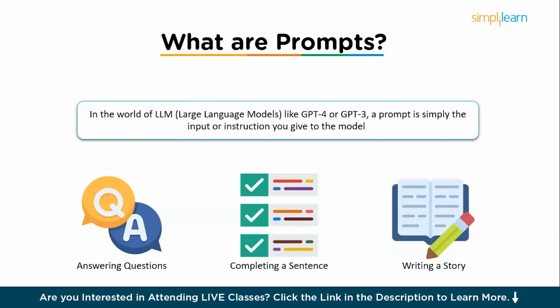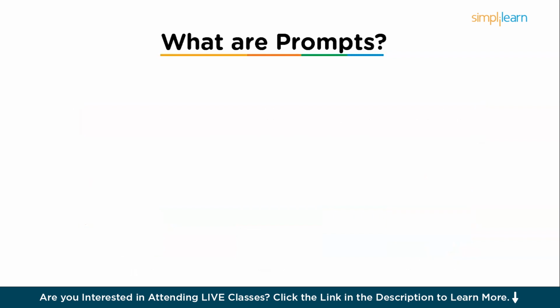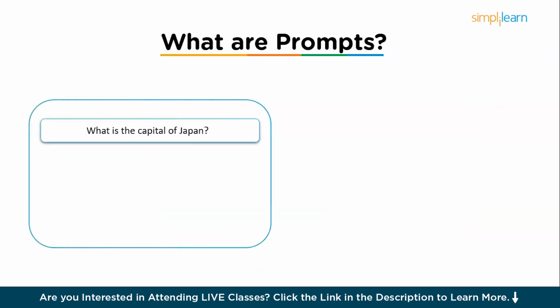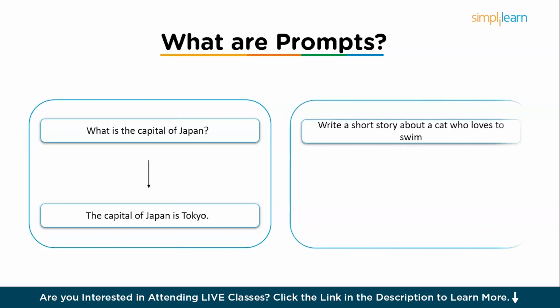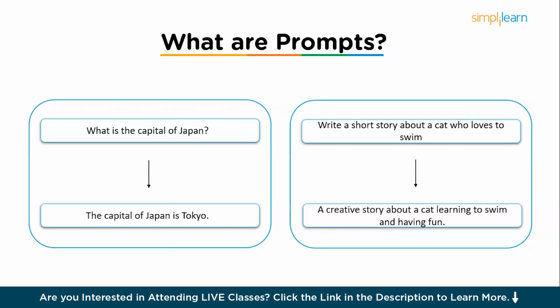Then we have a few examples of prompts and what the model would respond with. So the first example is a simple question prompt, that is, what is the capital of Japan? The model's response would be, the capital of Japan is Tokyo. Then we have an example for the creative prompt. The prompt is, write a short story about a cat who loves to swim. The model's response would be a creative story about a cat learning to swim and having fun.